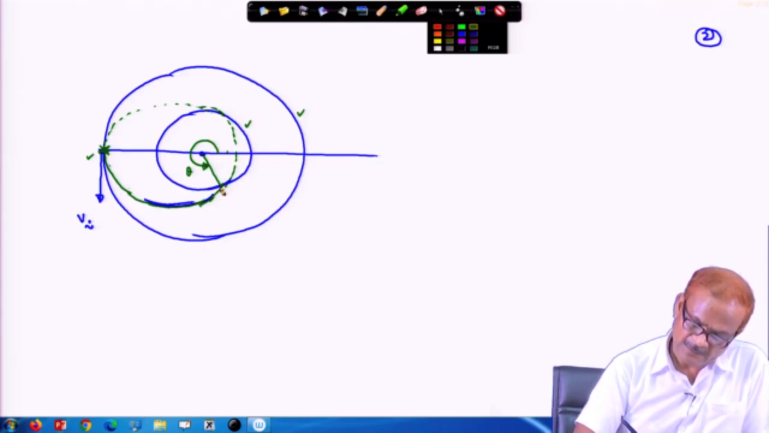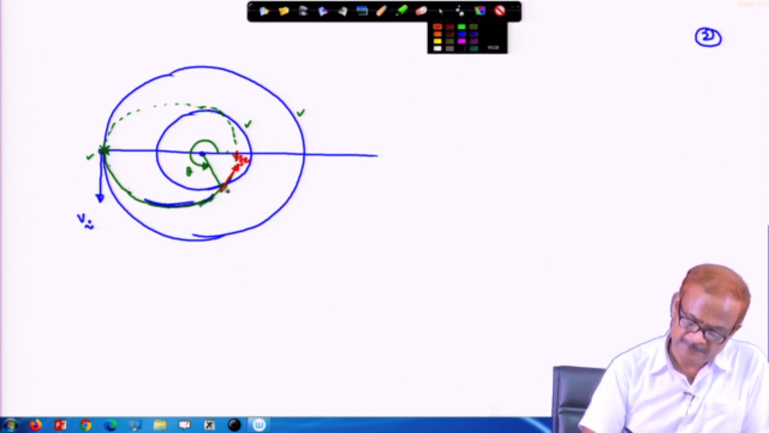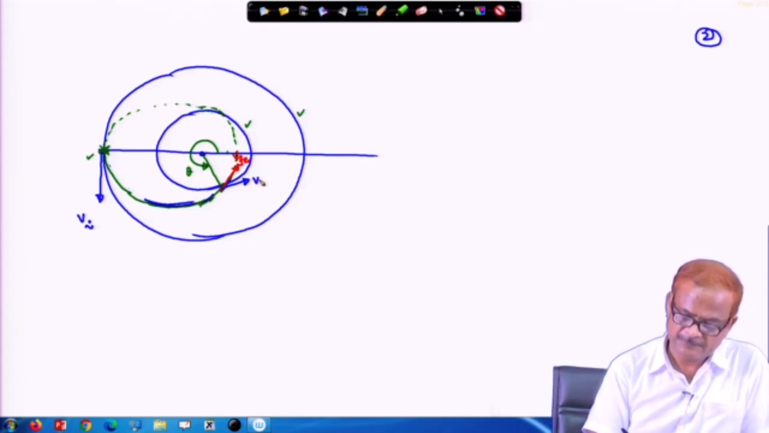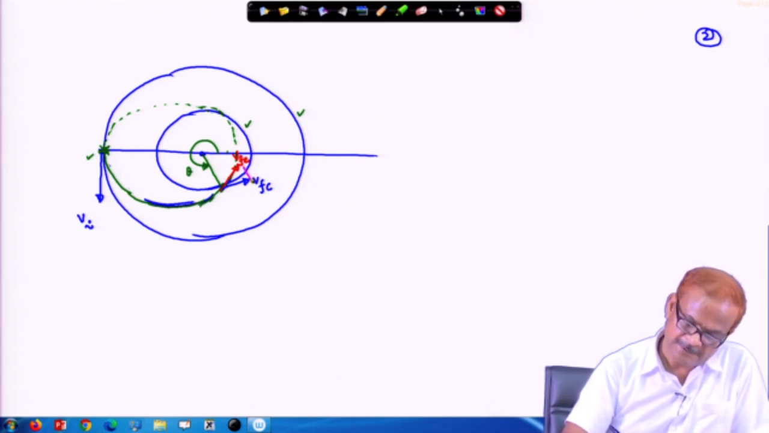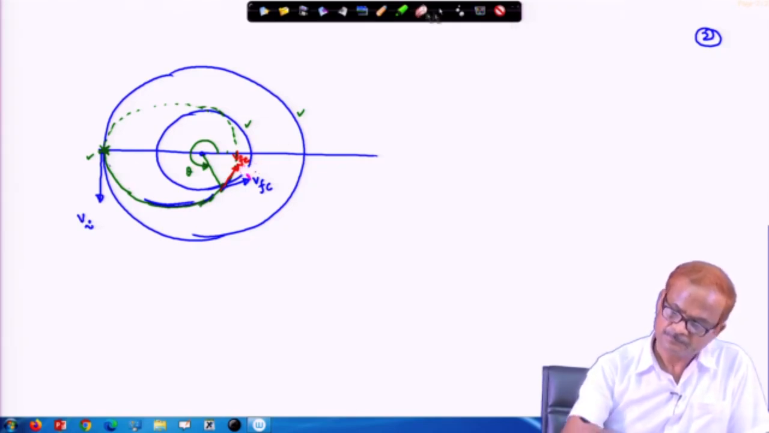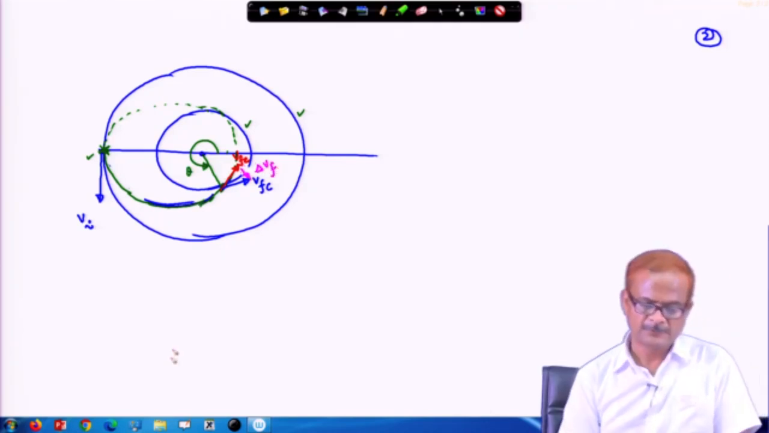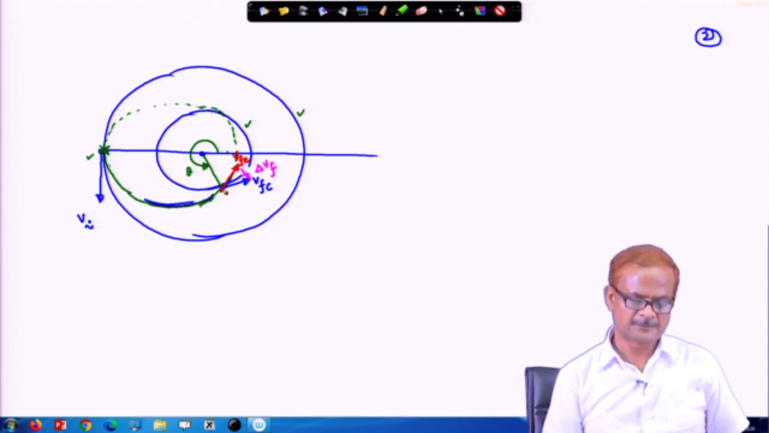directed along this direction, this is V_fe, while in the circular orbit the velocity vector is directed tangent to the orbit, which is V_fc. So, we need an impulse here in this direction, delta V_f, to put it here in the inner orbit, okay.